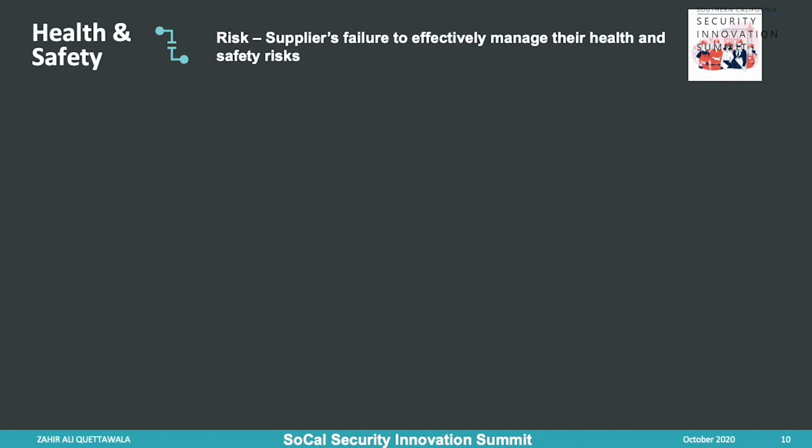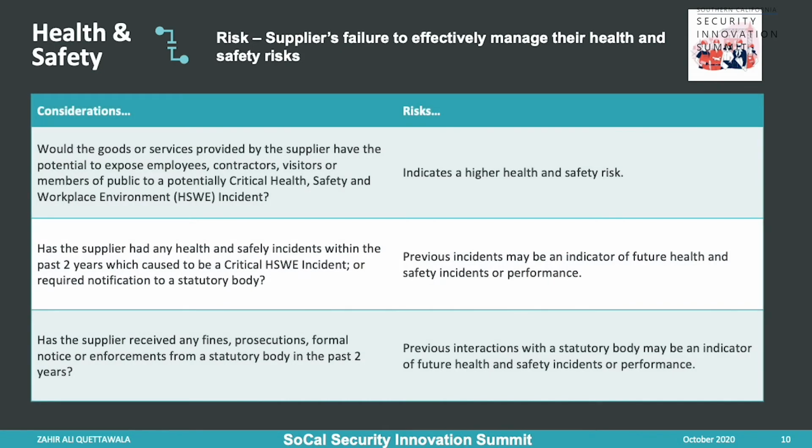The next point, point number 8, is health and safety. If the supplier fails to meet health and safety requirements, then again we can end up with some kind of penalty or risk, or a risk to the humans working for the supplier. So again, the first point to consider: would the goods or services provided by the supplier have the potential to expose employees, contractors, visitors, or members of the public to a potentially critical health, safety, and workplace environment incident? Right? So we need to understand what kind of goods and services they are engaged with.